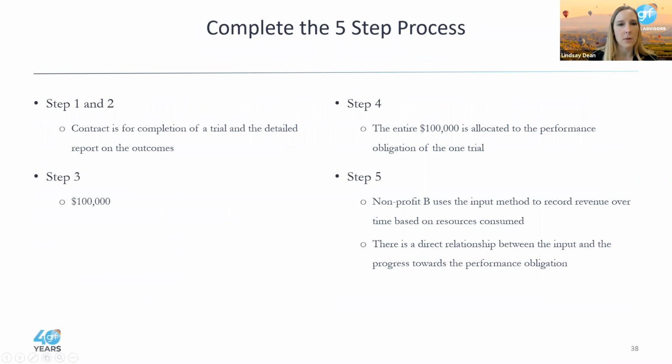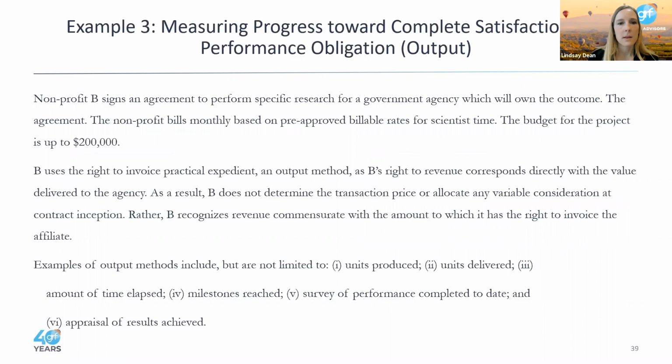This is just, again, another quick look at the five-step process on this one. Steps one and two and three and four, again, are pretty clear cut in this one, but step five is what we're looking at with the input method, to record the revenue based on the resources consumed. And again, the important part is that there is a direct relationship between the input and the progress towards your obligation. So make sure that you're documenting that if you do determine to use the input method, or whatever method you decide to use. Then you can move to the next example.